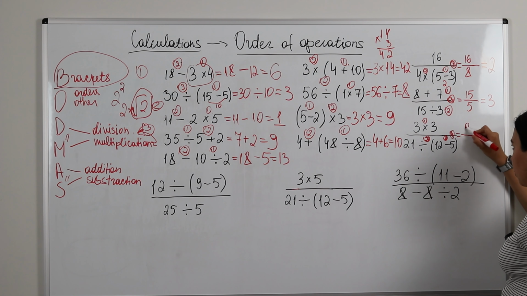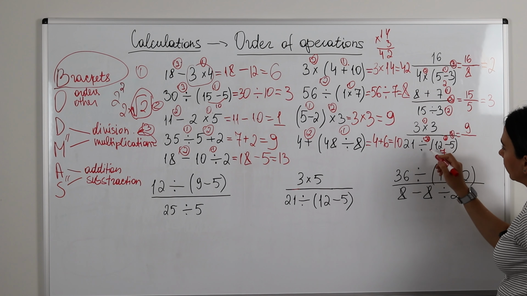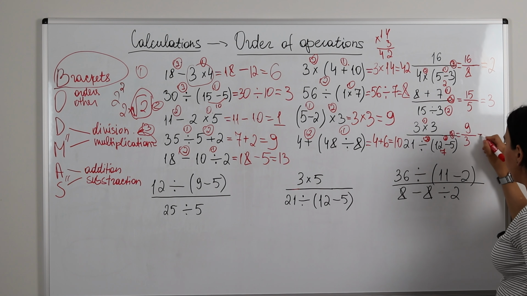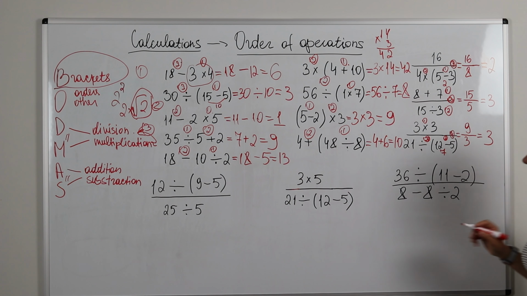3 multiplied by 3 would be 9. 12 minus 5 is 7. 21 divided by 7 is 3. 9 divided by 3 is 3. Okay? Next.